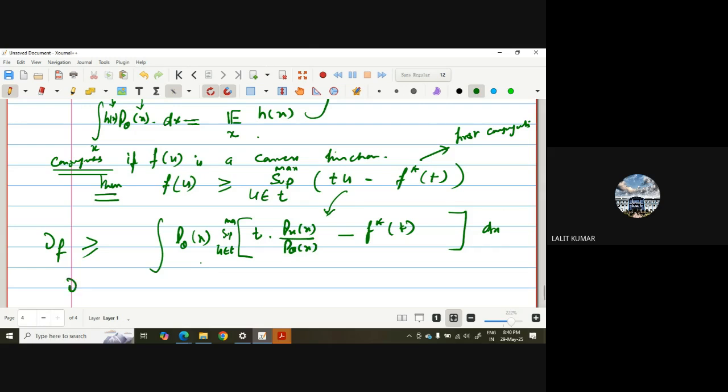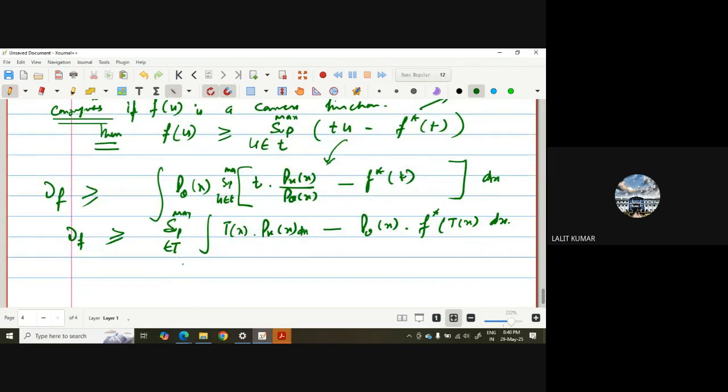So when you open this, df is greater than or equal to the sup, and the max comes outside, belonging to t, and p theta cancels out. So this will become p of x minus p theta of x into f star of t of x, and here dx and here dx. Now these two things, using statistics, we know that we can find out.